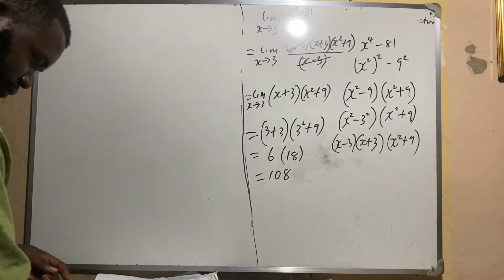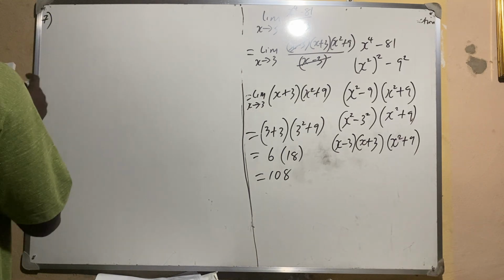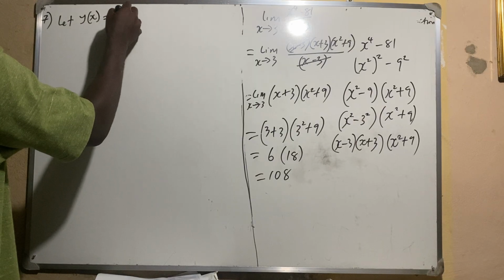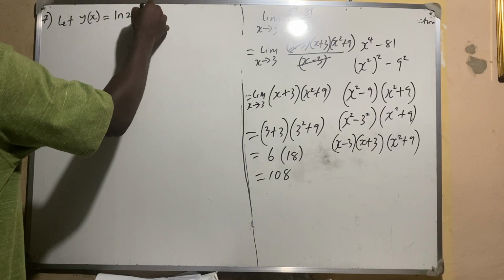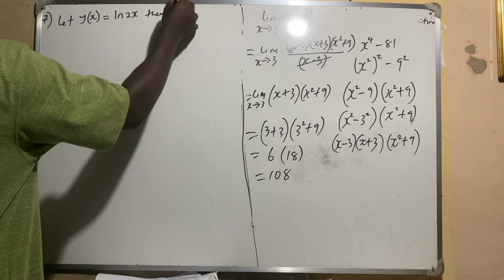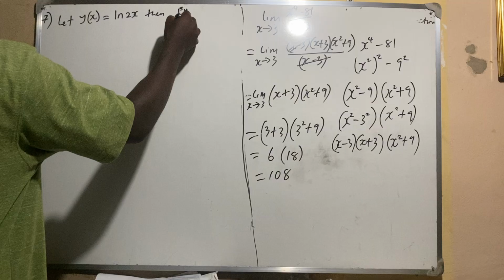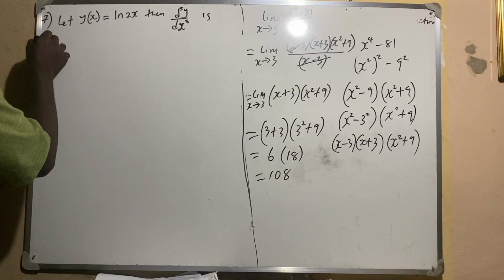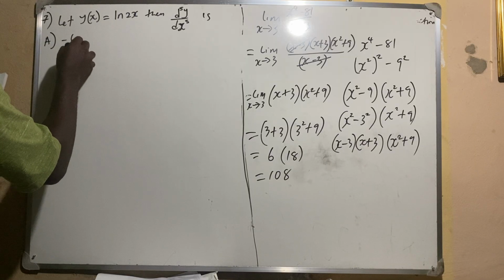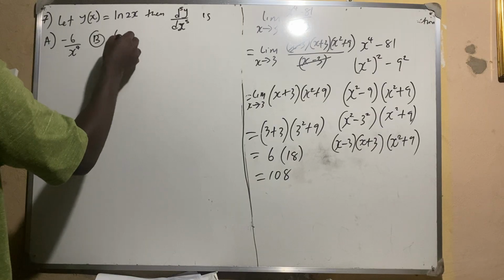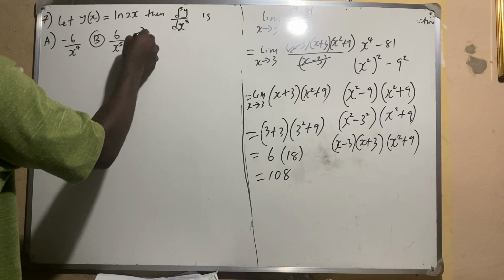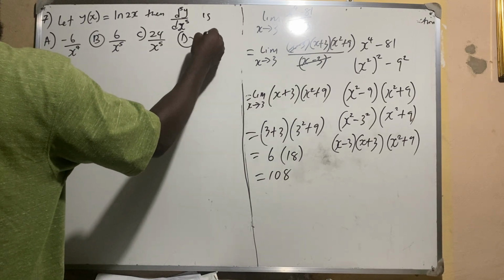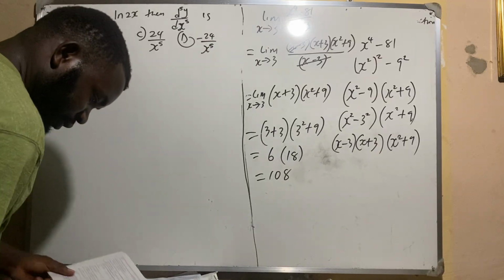Question number 7 said, let y of x be equal to ln 2x. Then d to the 5 y over dx to the 5 is dash. Let me write the options. Option A said minus 6 over x to the power 4. Option B said 6 over x to the power 5. Option C said 24 over x to the power 5. Option D said minus 24 over x to the power 5.